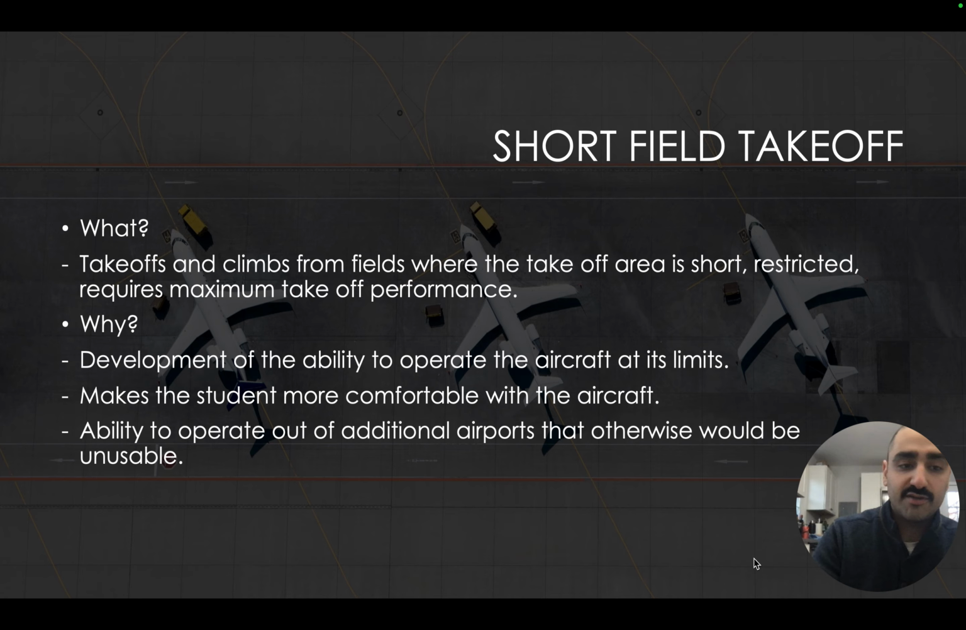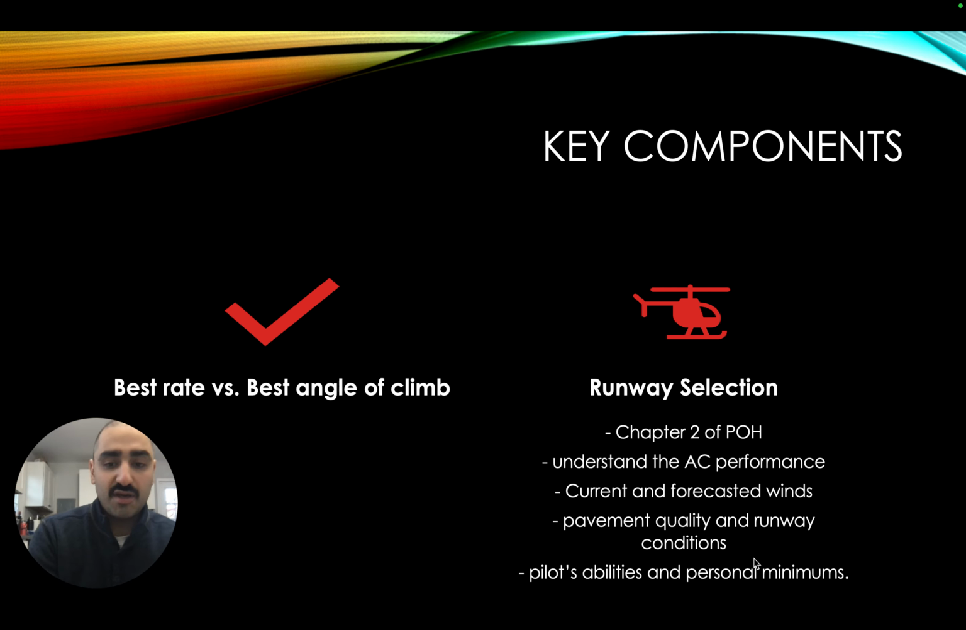All right, so there's two key components to this short field takeoff. There's the best rate of climb versus the best angle of climb speed, and also runway selection. So what is the best rate versus the best angle? So we're talking about Vy and Vx. Vy is the speed at which you can gain the highest altitude over a given time. And Vx is the best angle of climb, in order to gain the best altitude at a given distance.